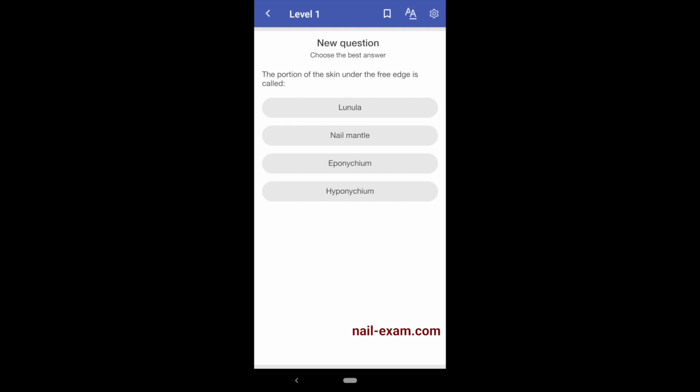The portion of the skin under the free edge is called. Answers: A. Lunula. B. Nail mantle. C. Eponychium. D. Hyponychium. The answer is D.